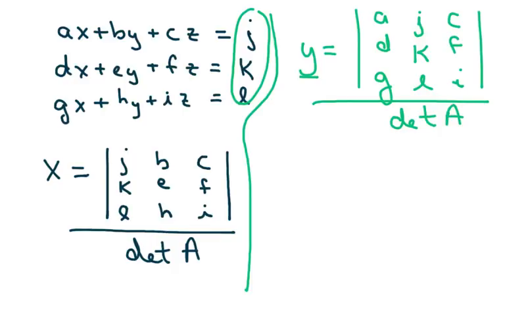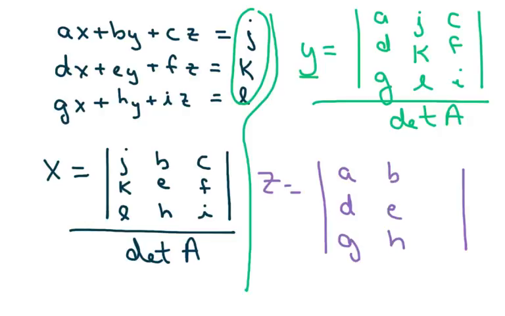And then for z, it's the same thing. You put in your x and y components, which is a, d, and g, then b, e, and h. However, for the z component, we're going to put in j, k, and l. And then you already know how to take determinants on this.